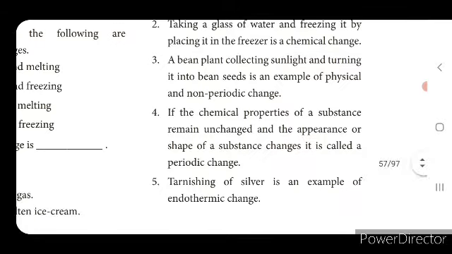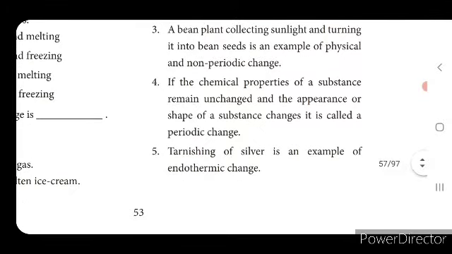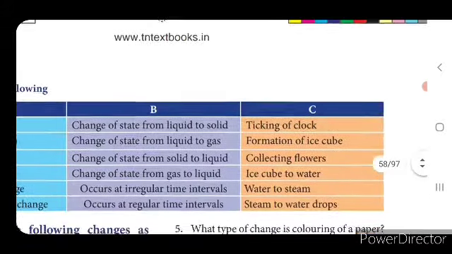False. If the chemical properties of a substance remain unchanged and the appearance or shape of the substance changes, it is called a periodic change. It is also false. Tarnishing of silver is an example of endothermic change. That is also false. Okay, children?